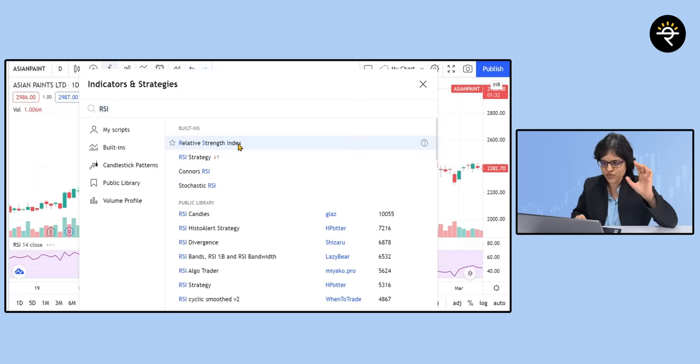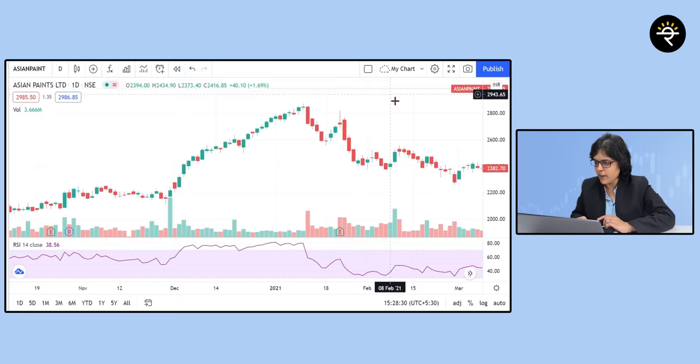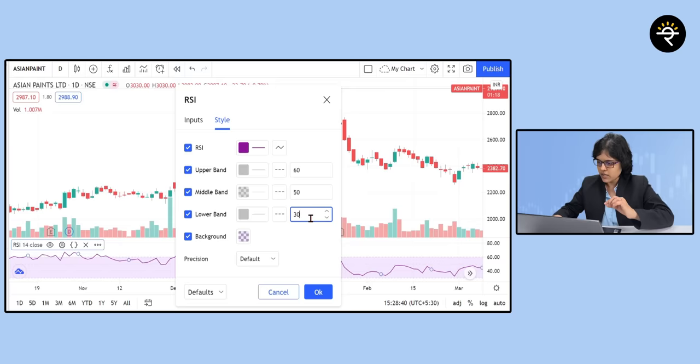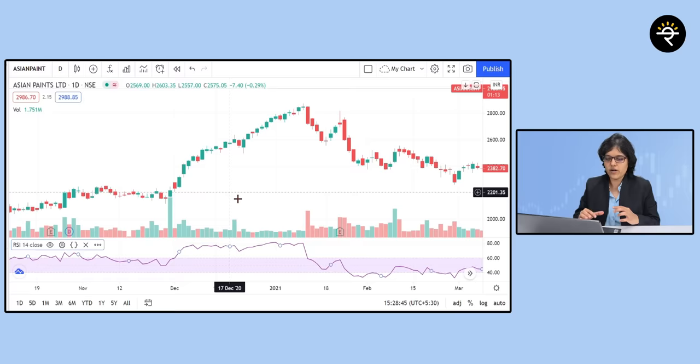Now, how to put it in TradingView? You just have to click that FX and then hit RSI, that is Relative Strength Index. Generally, what are the inbuilt parameters? Inbuilt parameters are 70-30. What I always put up is the 60-40 parameter. So I'm just taking it down to 60-40 and then I press OK. Now, please don't ask me in more detail about RSI, what is this 60, what is this 40. Everything I've explained again in detail in my technical analysis course.